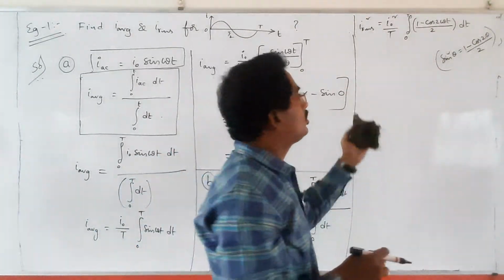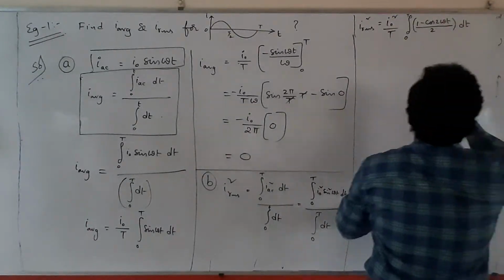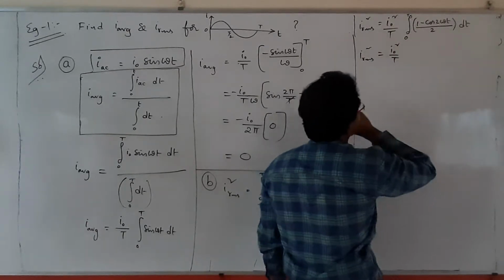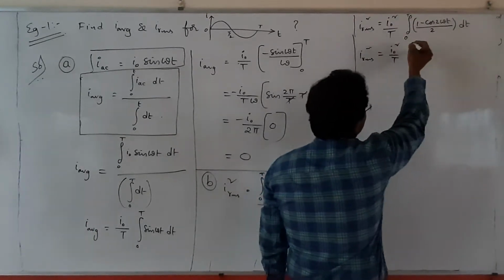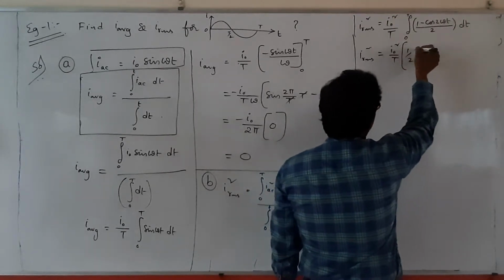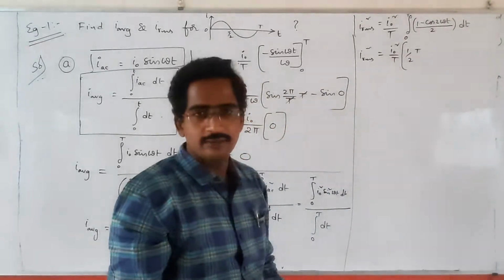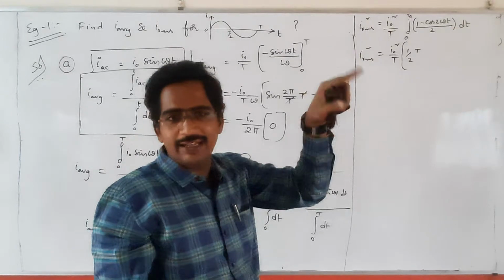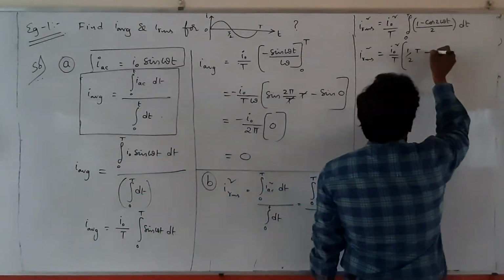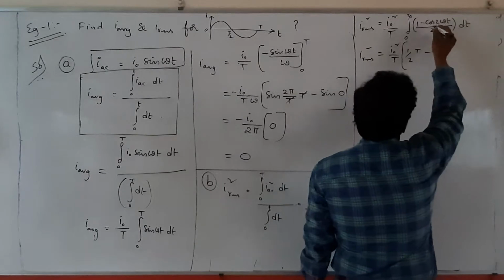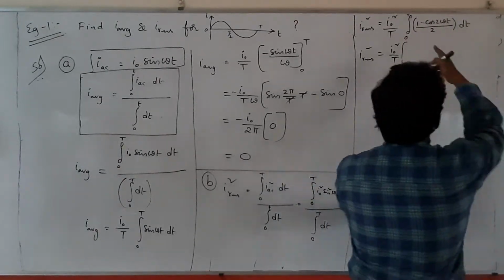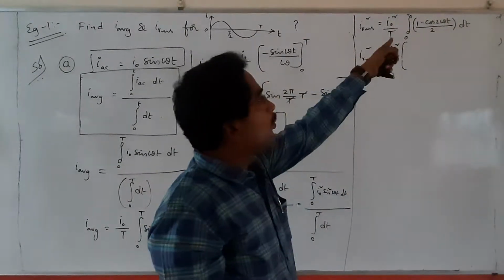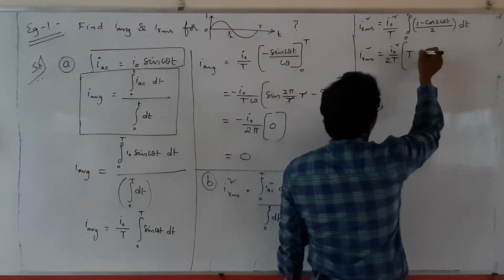Are you understanding? So now, how much are we getting? IRMS square equal to I naught square by T into integral 1 by 2 dt. That value is 1 by 2 into T. Right? Integral dt means T. So apply the limit, then you are getting T by 2 minus. Here 2 is there. You may take that 2 outside, then you are getting 2 here. Then integral 1 dt means T, minus.